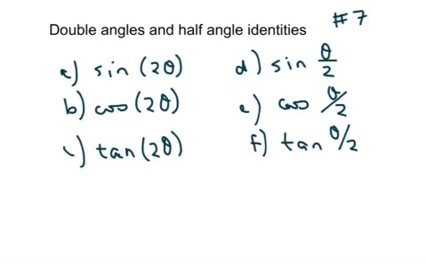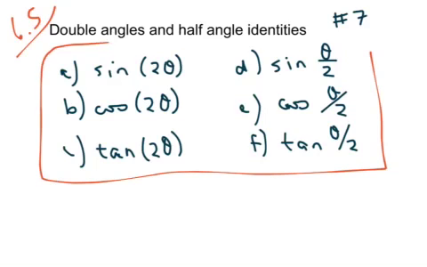On your number 7 for the flipped 6.5, we're going to find all 6 of these based on the formulas. Before you start this video, please have your formulas from your trig book written down in front of you. Okay, so there's a lot of yellow boxes in this section.